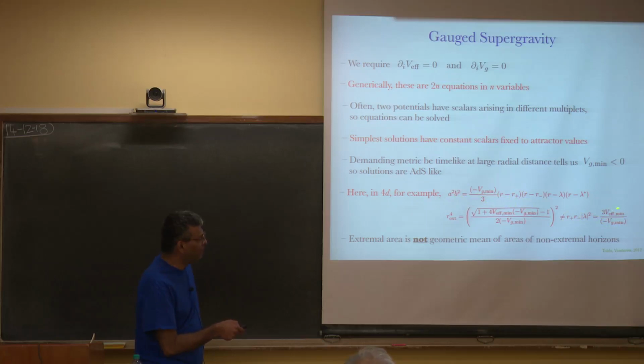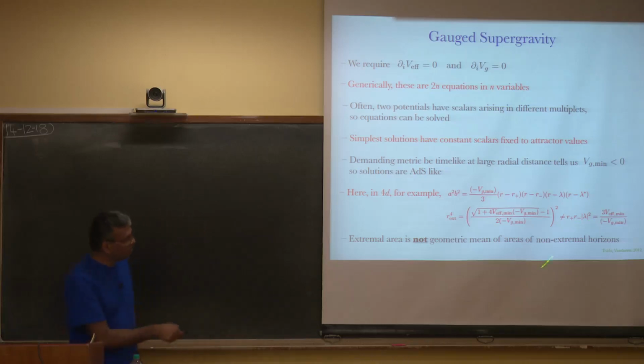This invariant turns out to be some ratio of the minimum of the effective potential and the minimum of the gauge potential. However, if you look at this product and compare it to the extremal result, this is not the geometric mean of this product. But this is still an invariant. So as you said, there are other invariants in the story.